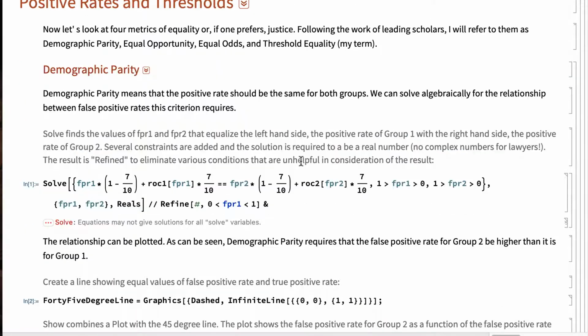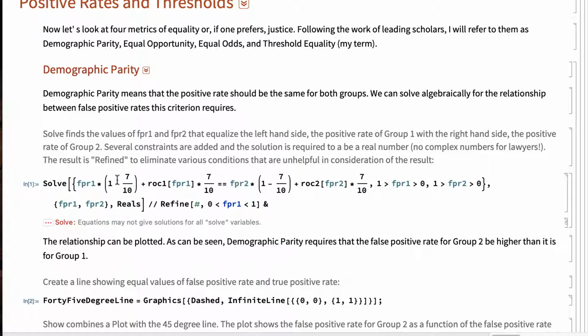So what are these and what effect do they have on the inaccuracy cost minimizing solution to this classification issue? Demographic parity means that the positive rate should be the same for both groups. If 83% of group 1 end up being classified as positive, then 83% of group 2 should end up being classified as positive. It should be the same among both groups. So let's solve for this algebraically.